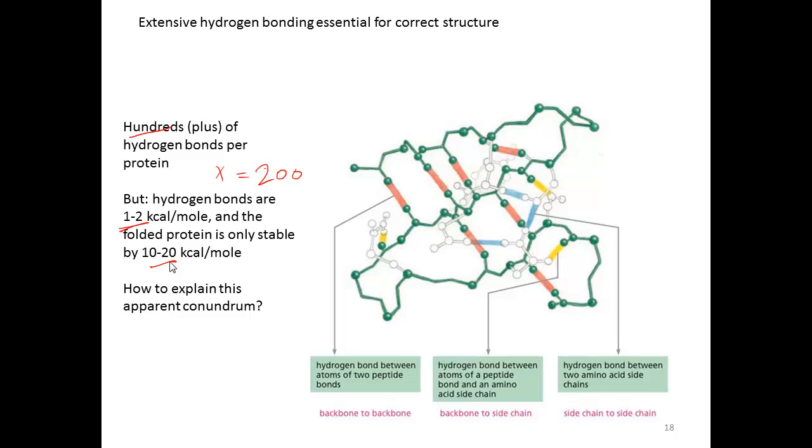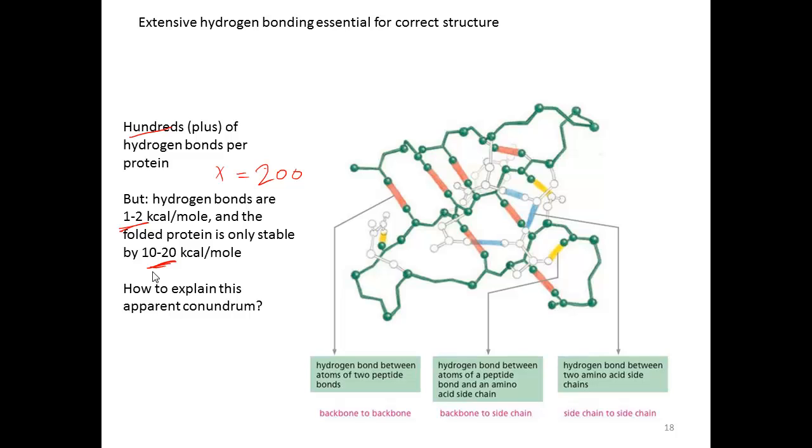But in fact, folded proteins are typically only stable by about 10 to 20 kilocalories if you look at the energetic difference between the unfolded and folded form. And so you ask, how can that be? How can 300 kilocalories of hydrogen bonding only produce 20 kilocalories of stability? And the answer is that there are also hundreds of hydrogen bonds in the unfolded form between the protein and the water solvent. Hydrogen bonding is not a driving force for folding at all.